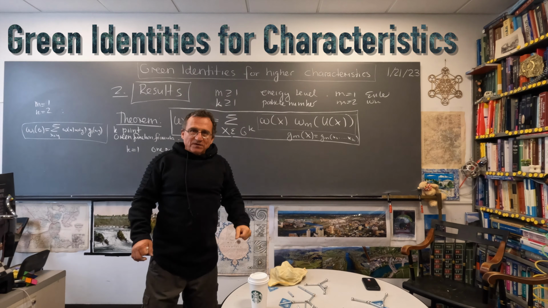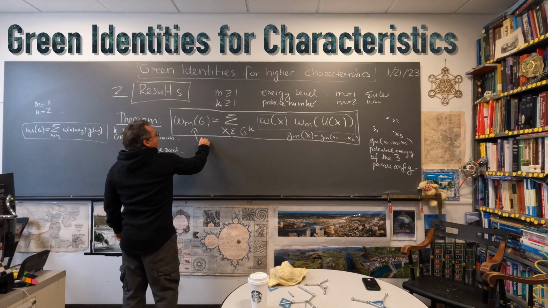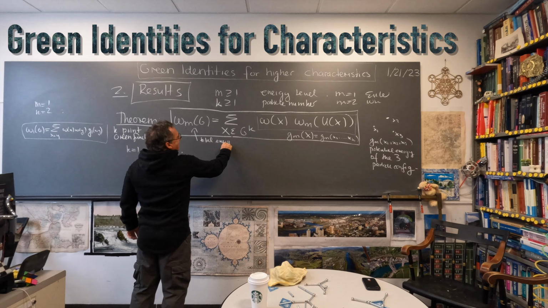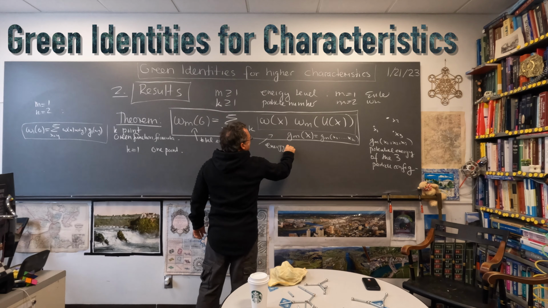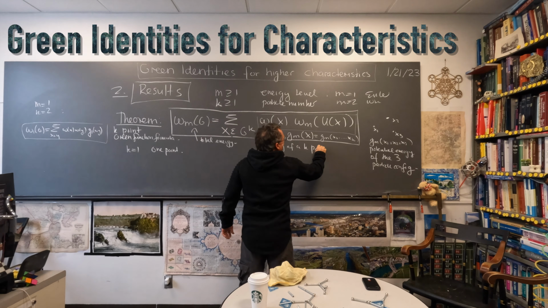So these are points, and then the g(x1, x2, x3) is the potential energy of a free particle configuration. And you sum up all this energy, so this is the total energy. And this is the energy of a k particle configuration.